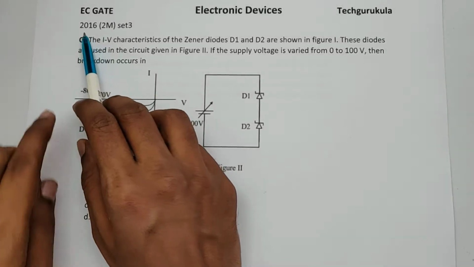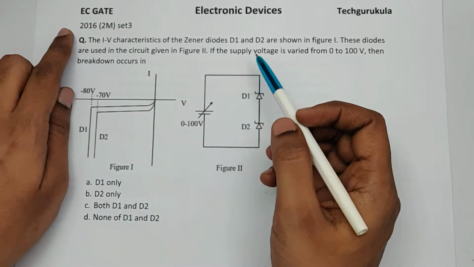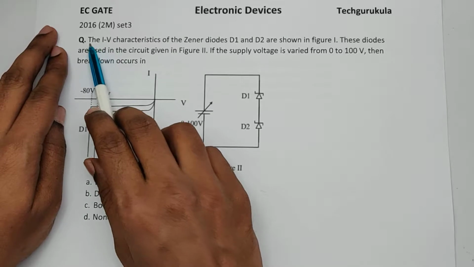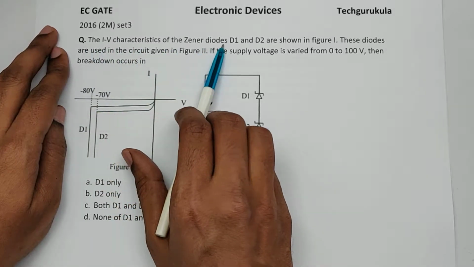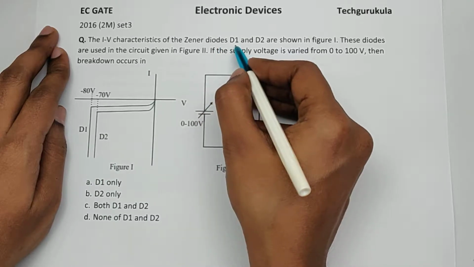Okay, this question came in 2016 for 2 marks in set 3 for EC GATE. This seems to be a very interesting question looking at the figures. Okay, the IV characteristics of the Zener diodes. Here we are entering special diodes, Zener diodes D1 and D2.